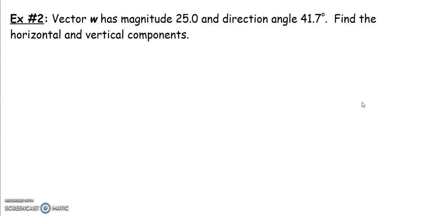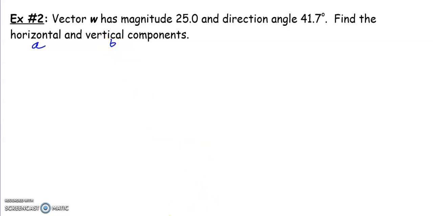Well, in example 2, as you can see, I'm giving you the magnitude. Vector W has a magnitude of 25. I'm giving you the direction. It has an angle. The angle we're talking about is 41.7 degrees. Let's find the horizontal component A and the vertical component B. All right, so we are looking at the horizontal component A, and we want to find B.